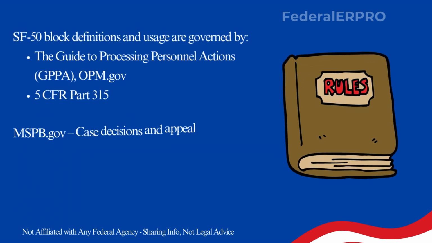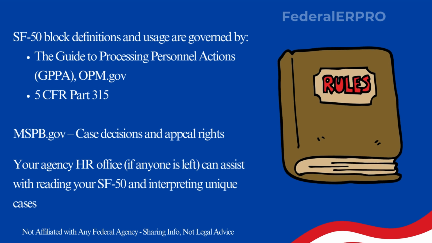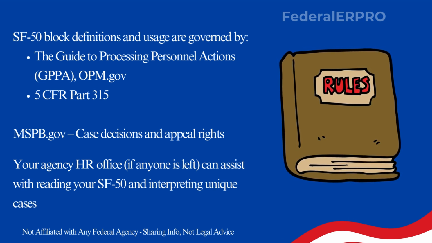To learn more about your SF-50, check the Guide to Processing Personnel Actions, or GPPA. Also see Title 5 of the Code of Federal Regulations, especially Part 315, and mspb.gov, for decisions about removals, tenure, and probation. And when in doubt, talk to HR.